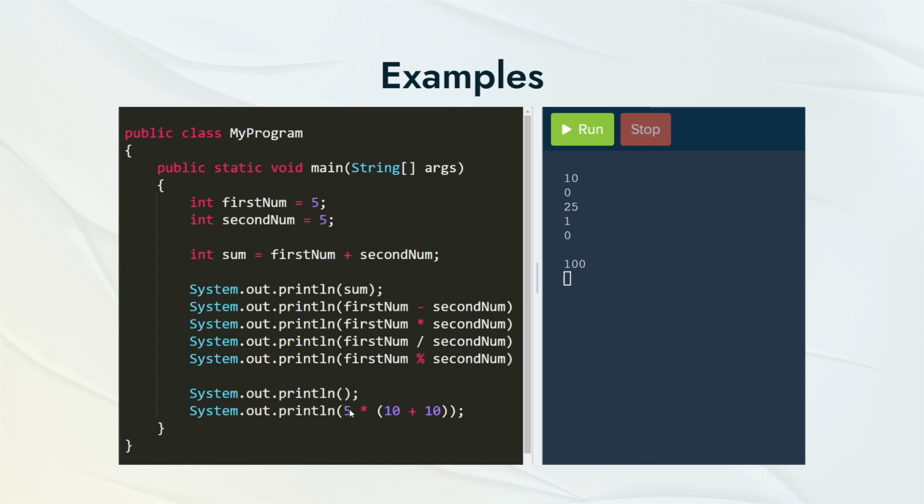And this last line of code I have here is just to show that just like real life, Java follows order of operations. So in this case, it does the 10 plus 10 first because it is inside the parentheses, then multiplies with 5. So the answer to this equation right here would be 100 because 10 plus 10 in the parentheses first is 20. 20 times 5 is 100, and that is what's printed in the console.